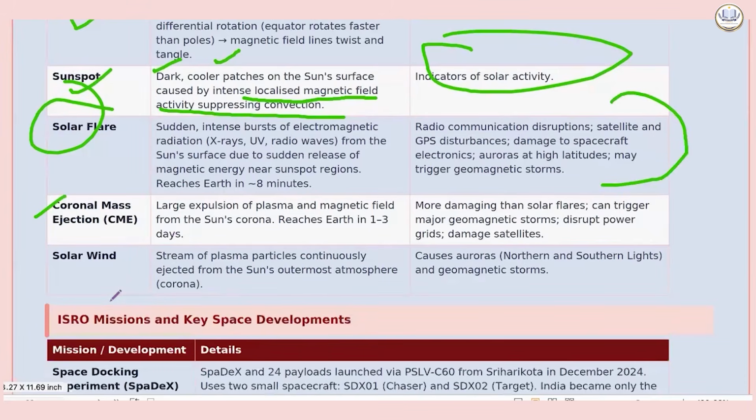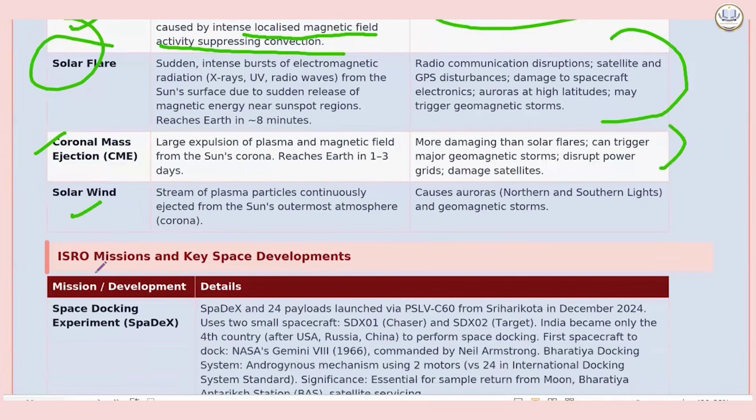And coronal mass ejection. So this is called a large expulsion of plasma and magnetic field from the sun's corona. Reaches Earth in 1 to 3 days. More damaging than the solar flares, can trigger major geomagnetic storms, disrupts power grids, and damage even satellites. So it is more disruptive than the solar flare. And we have solar winds. So a stream of plasma particles continuously ejected from the sun's outermost atmosphere, corona. It causes auroras, that is northern and southern lights, and geomagnetic storms.